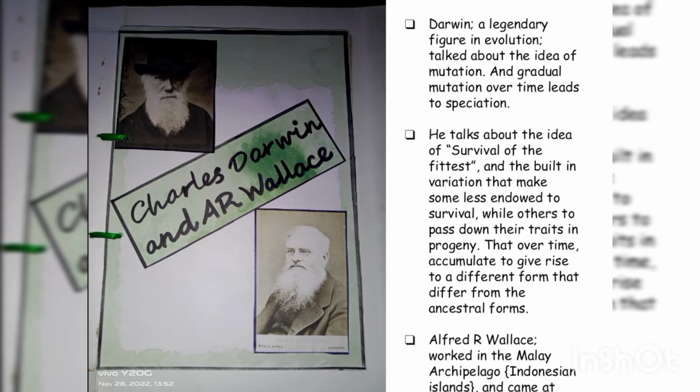Darwin, a legendary figure in evolution, talked about the idea of mutation and how gradual mutation over time leads to speciation. He talks about the idea of survival of the fittest and the built-in variation that makes some individuals less endowed to survival while others pass down their traits in progeny that over time accumulate to give rise to a different form that differs from the ancestral forms. Alfred R. Wallace, who worked in the Indonesian islands, came to similar conclusions.